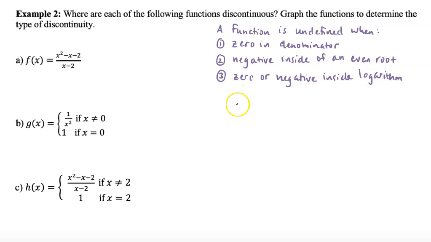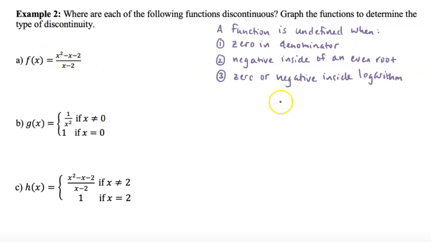Now, there are a few more things that are going to make a function undefined, but this is really what we're going to see today. And so let's go ahead and start with a. We have f of x is equal to x squared minus x minus 2 divided by x minus 2. Now, because this is just a function, not a piecewise function, we're not really going to be worried about the limits. Because if this is continuous, then the limit of this function at any value a is just going to equal f of a.